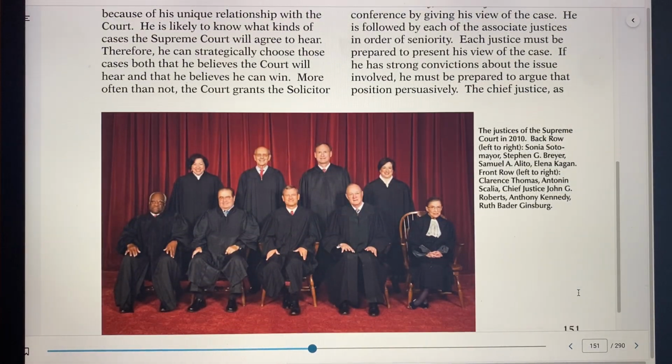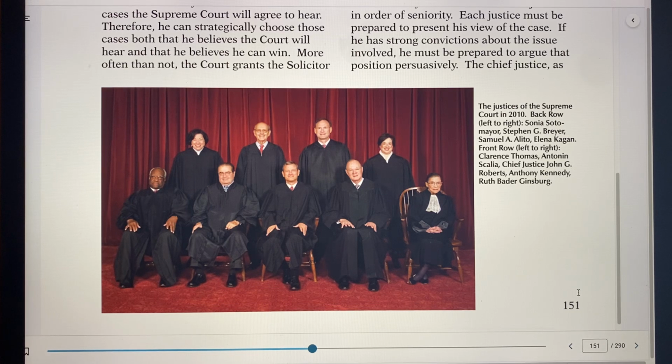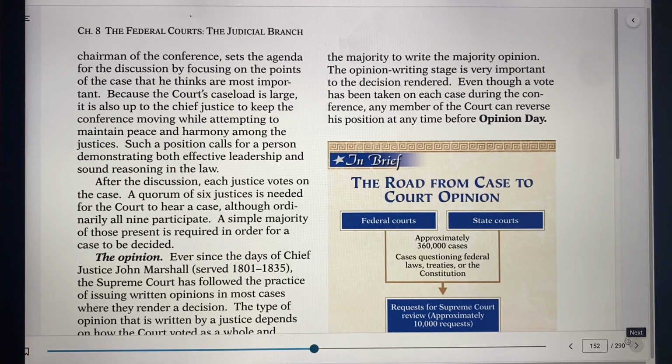So the Chief Justice starts out. Here are some pictures of the Chief Justice in 2010, of course, in the middle position. And then you'll see each to the right, from seniority to the right. In this picture they're all posing for a photograph. They don't usually sit just like that.